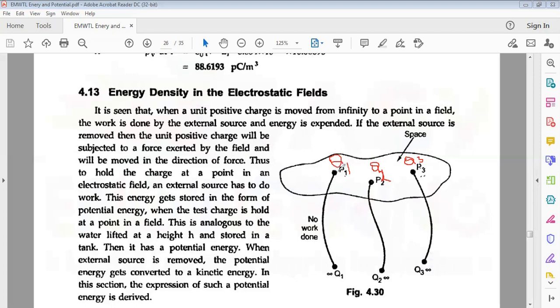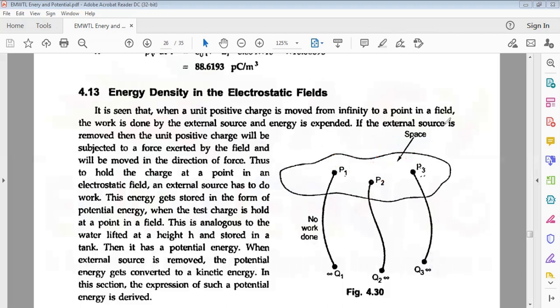When we are placing the charge Q1 at the point P1, there are no other charges in the space, so no work is done. Whenever Q2 is brought from infinity and placed at P2, a force is exerted on Q2 due to Q1. Similarly, another charge Q3 is placed at point P3, and a force is exerted on Q3 due to both Q1 and Q2.